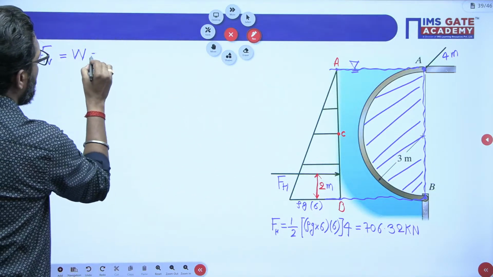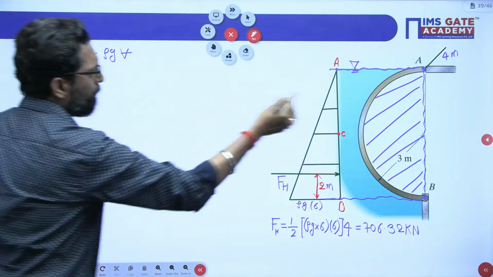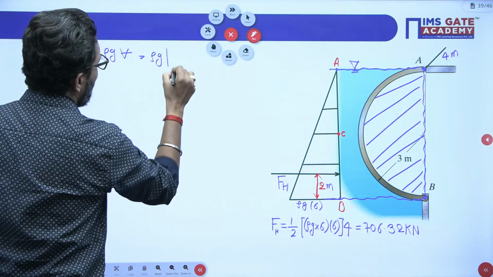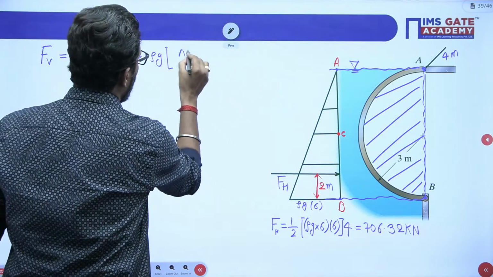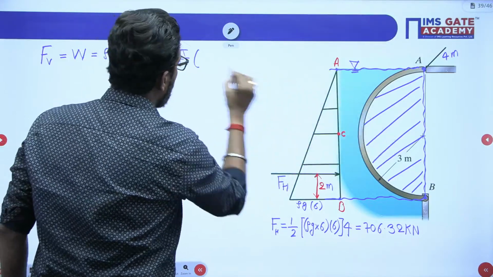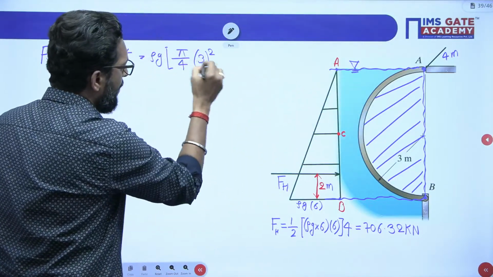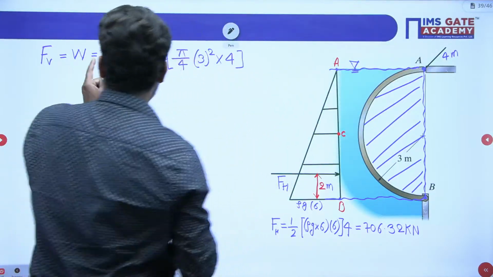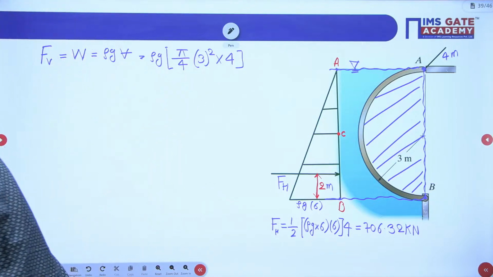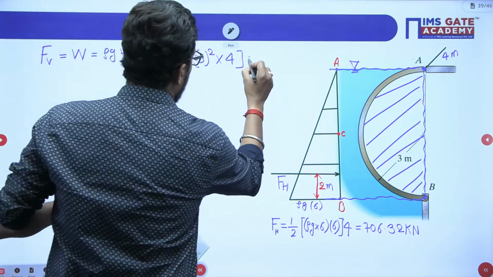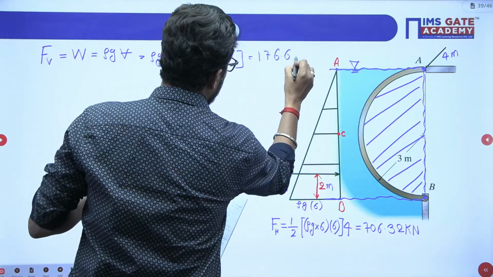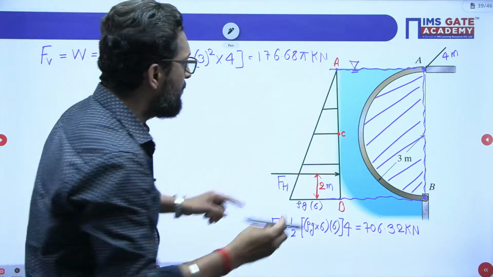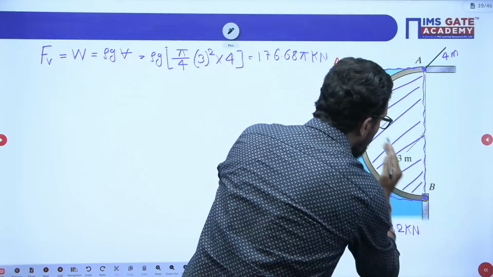So the weight is rho G into volume. What is the volume of this semicircle? Rho G into the area, what is the area, my dear? Pi by 4 into 3 square, into the width, which is 4 meter. If you calculate this, this is your vertical force. How much is it? It is 176.68 pi kilonewton. From where will it pass? It will pass through the CG of this volume.